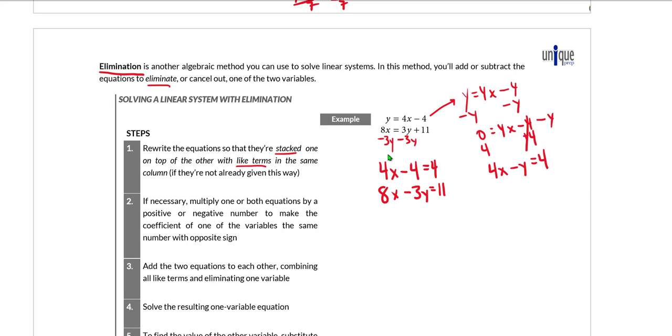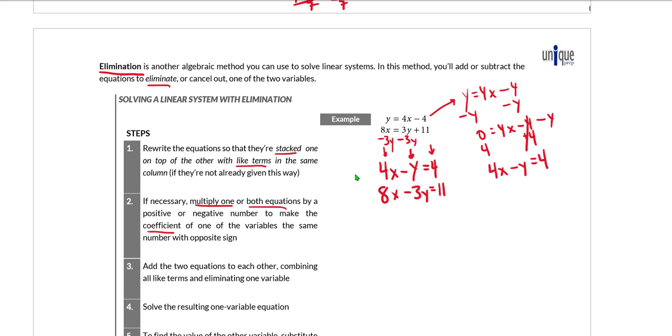And now notice that we have the two equations stacked. This is supposed to be a y; 4 and y, got to be careful of those. So we have our x's in the same column, our y's in the same column, our constants in the same column, and we are ready to go to step 2. Step 2 says that we need to multiply one or both of the equations by a certain number, positive or negative, to make the coefficient of one of the variables the same number with opposite signs.